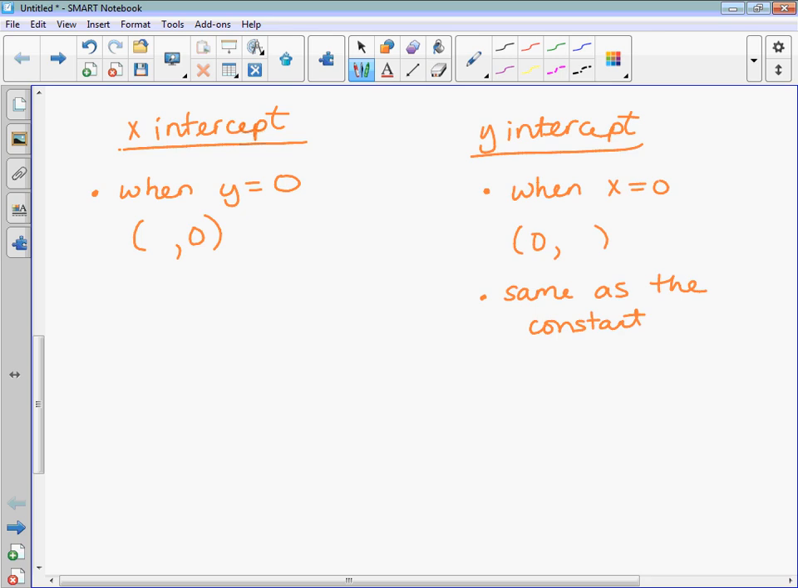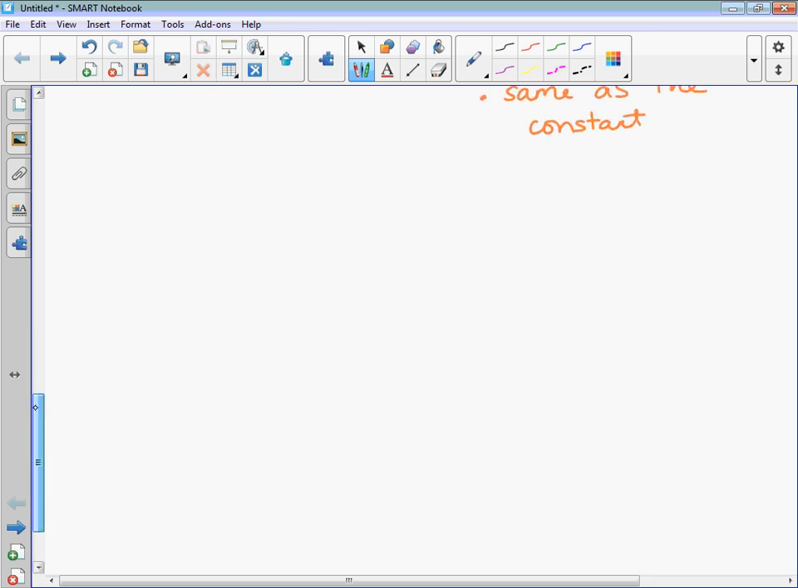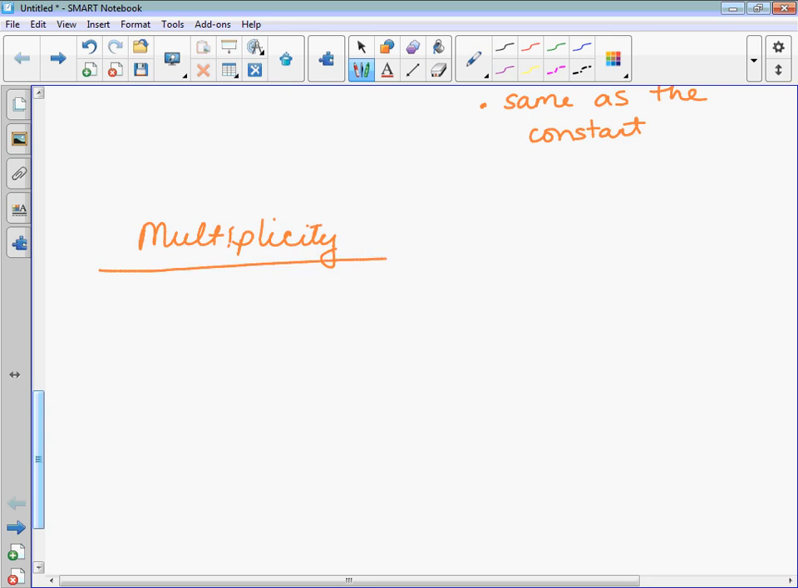Okay, so what do I want to tell you about these? All right, let's talk about multiplicity. This happens when the same factor occurs more than once.